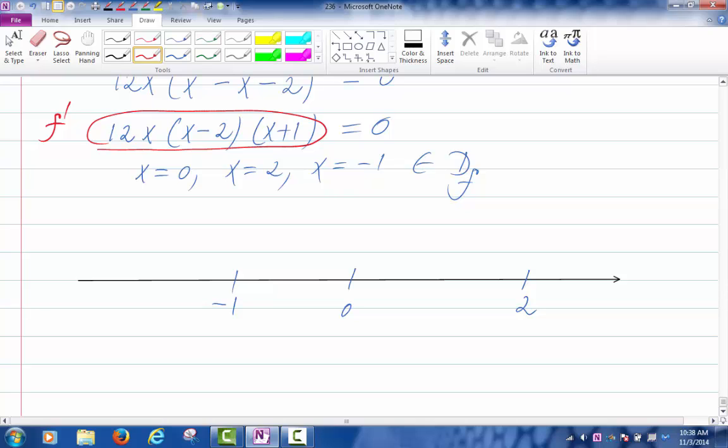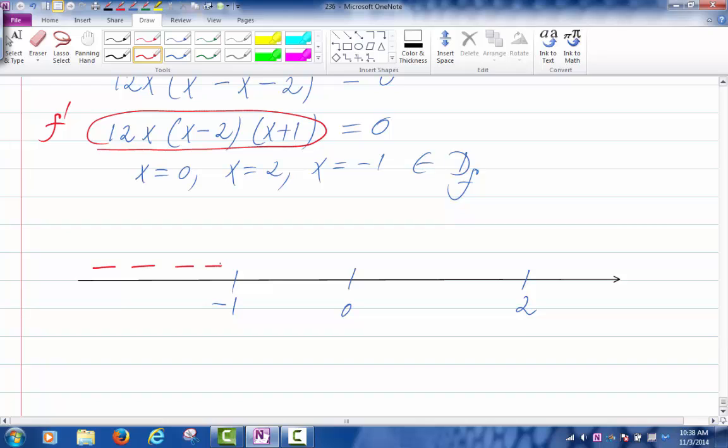So when x is less than -1, the first factor x is negative, right? When x is less than -1, the second factor is what? Negative. When x is less than -1, the third factor is negative. So 3 negatives give you a negative, right? So negative, negative, negative, negative.